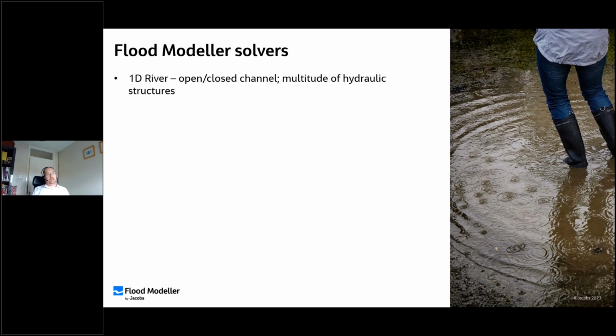So just step back a bit and give an overview of some of our solvers, because the parameters apply to our 1D river solver, our 2D or 1D urban solver. So we've got our 1D river model, which is our open and closed channel software, and there's a multitude of hydraulic structures in that represent basically our hydraulic features in our water courses, and several of those have their own individual parameters, if you like, such as our weir coefficients.